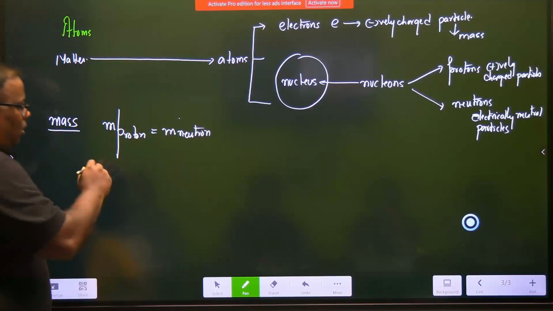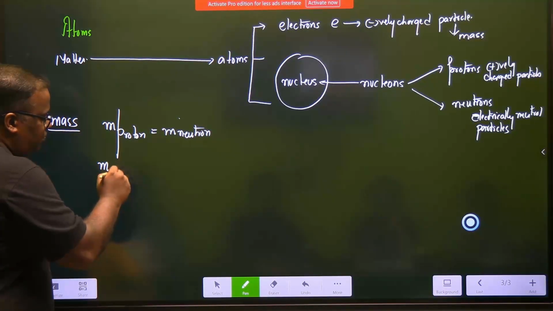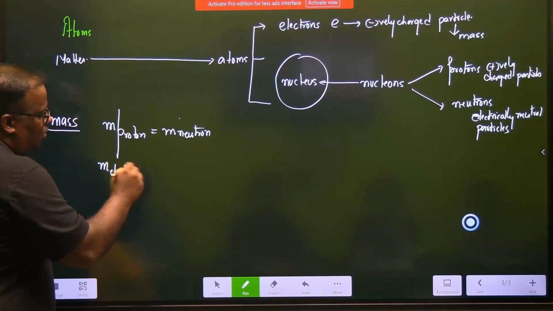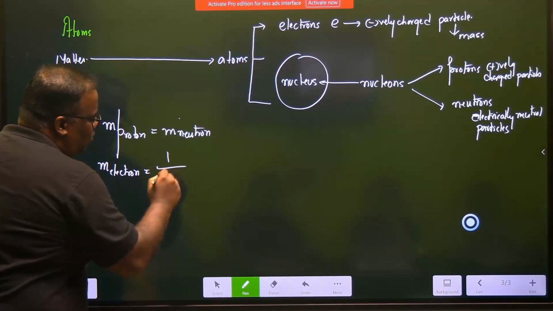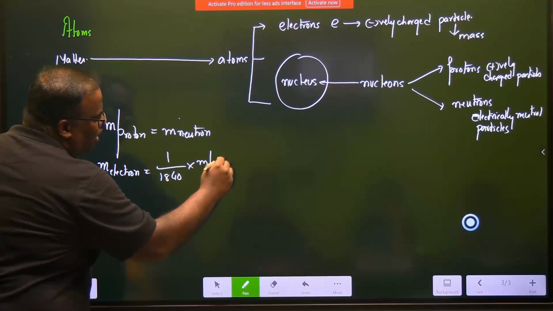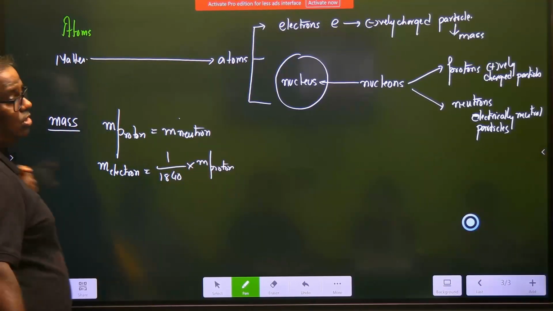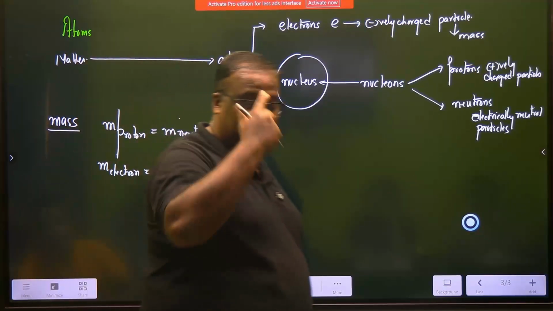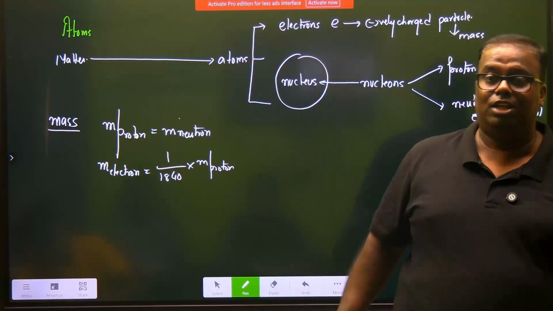And when you talk about the mass of an electron, it is very, very less. It is 1/1840 times the mass of a proton. It is very light. In fact, an electron as a particle is never seen. An electron is seen as a wave.